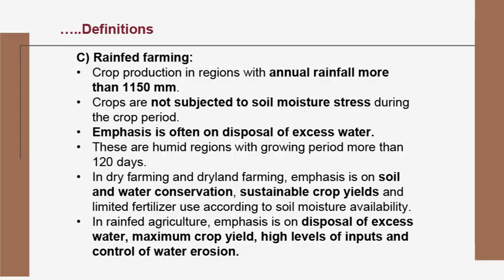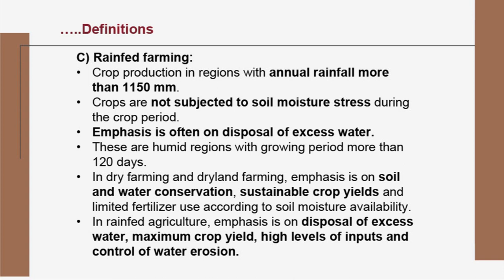For example, in rain-fed farming, you need to put a lot of emphasis on water harvesting, recycling of water, and also on storage of water and watershed management. However, in dryland, emphasis is generally given on in-situ moisture conservation, conserving the rains, whatever has been received, into the soil, so that we can grow crops successfully. So in rain-fed farming, crops are not subjected to soil moisture stress during the crop period. Emphasis is often on disposal of excess water.